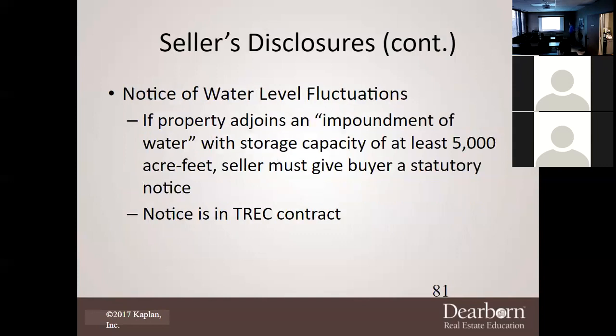Another notice is your notice of water level fluctuations. If a property adjoins an impounded area, basically an area where the water can go up and down through maybe a dam or through natural causes, that has in some situations a storage capacity of at least 5,000 acre feet, then the seller must give the buyer a statutory notice, and that notice is in the contract. Again, most of these notices are already written in there.